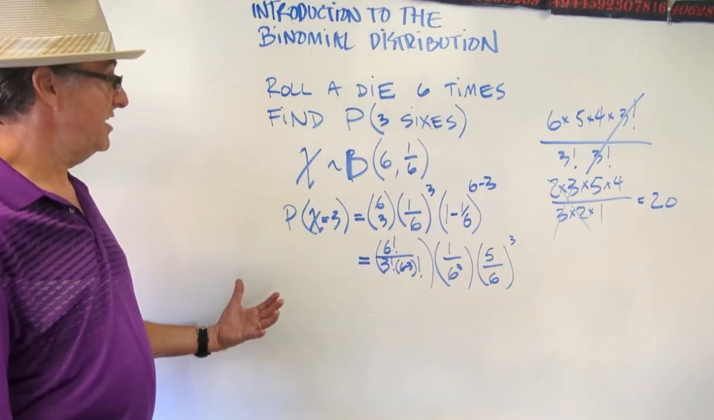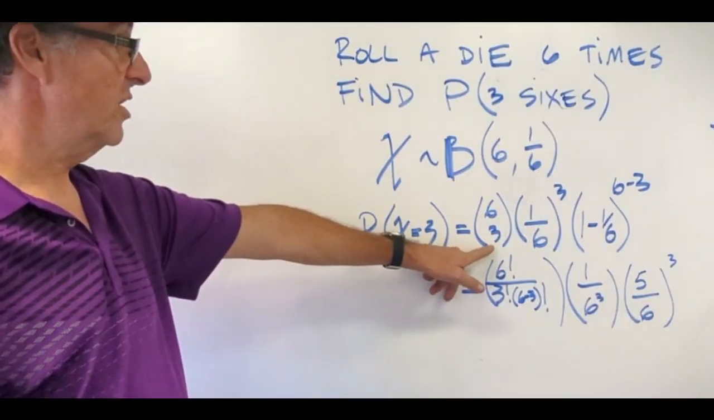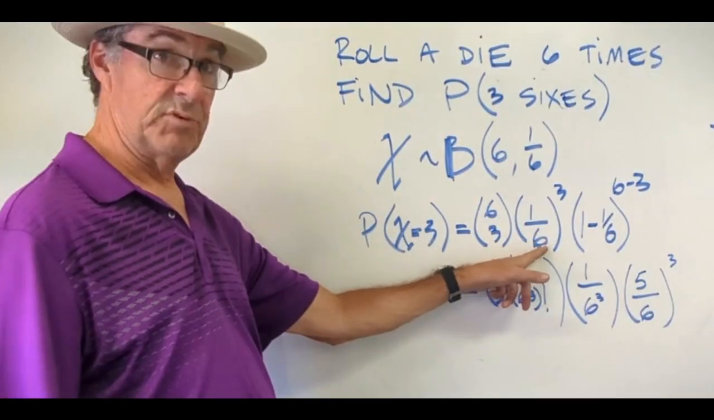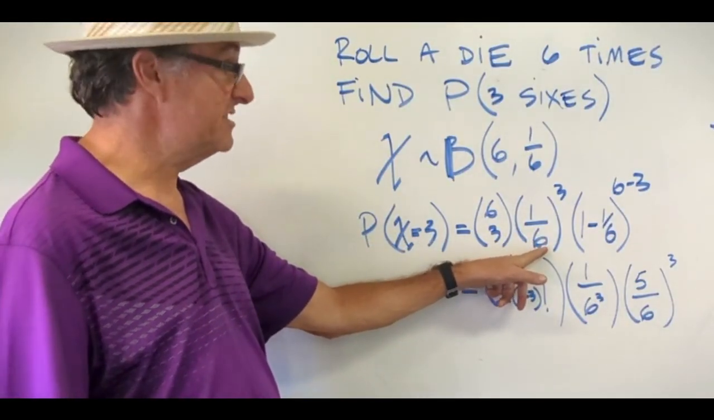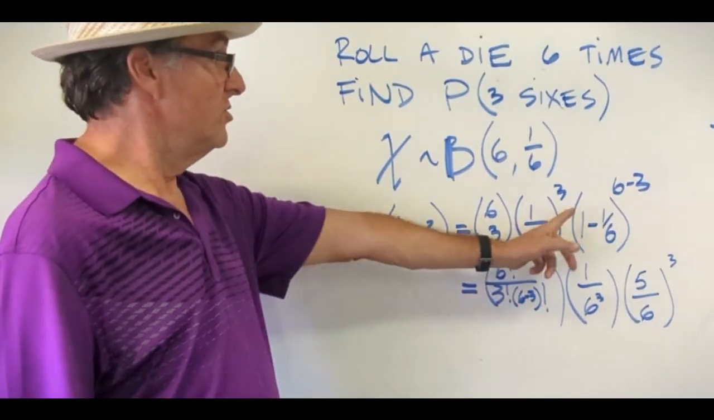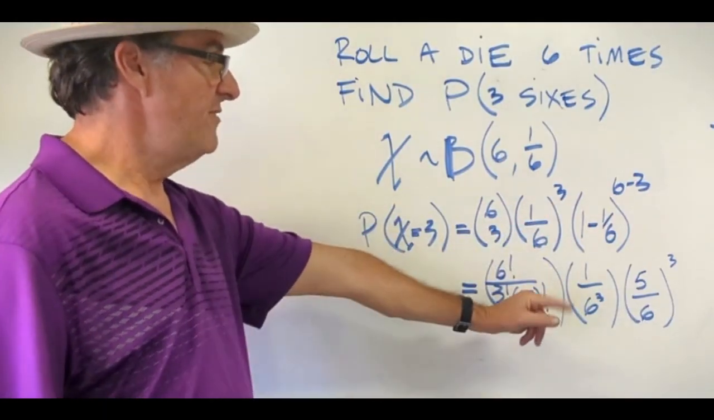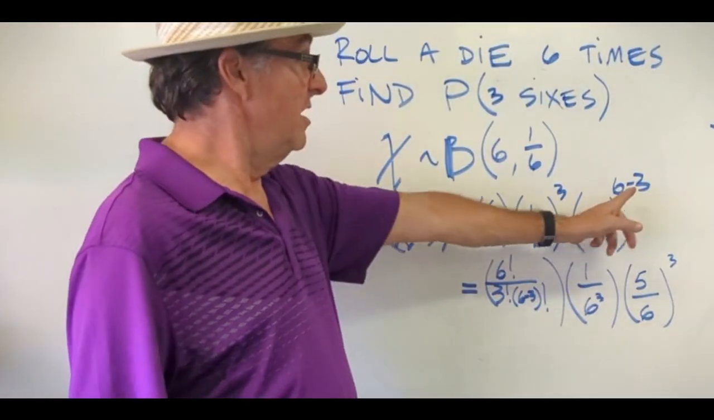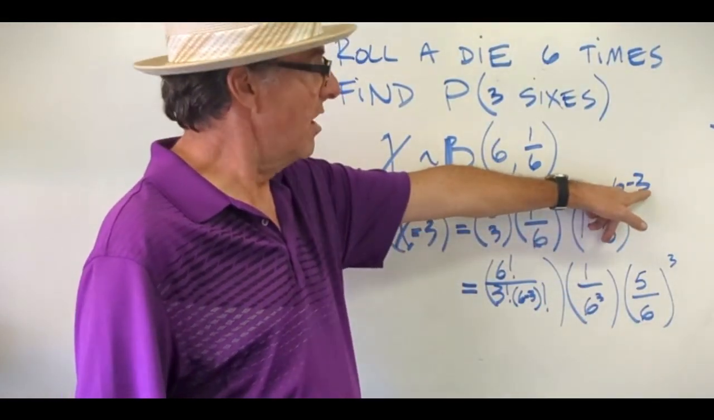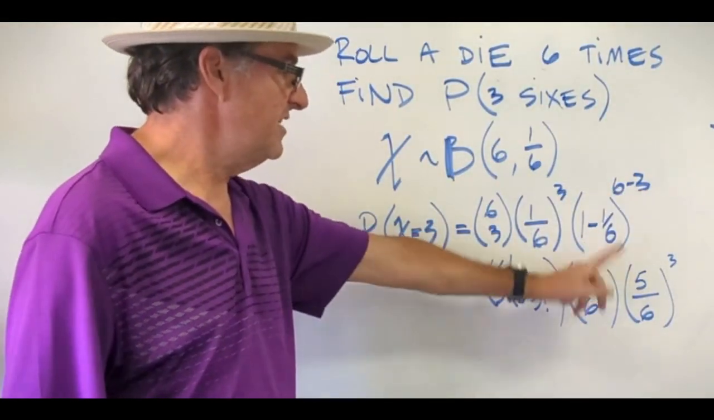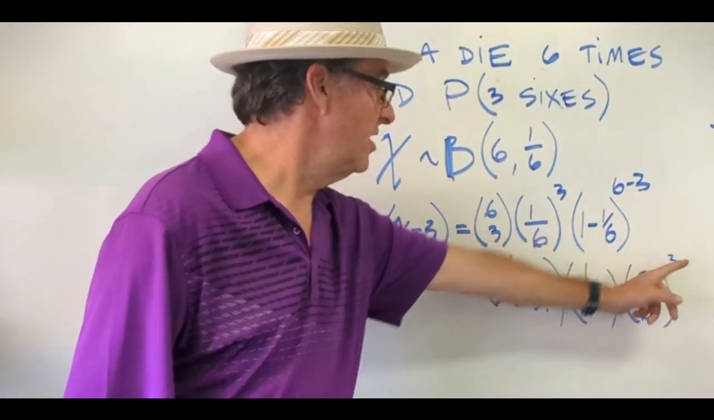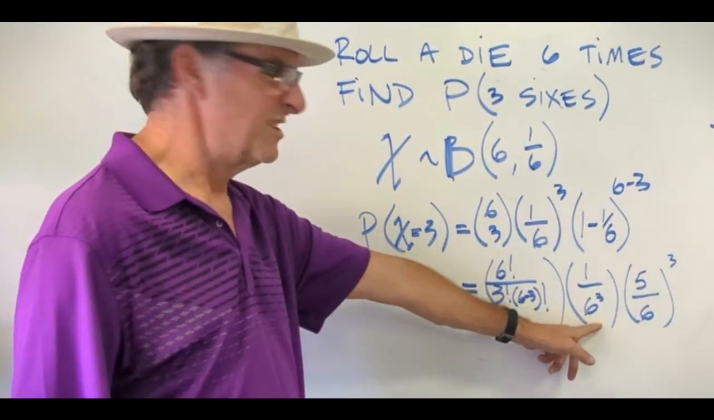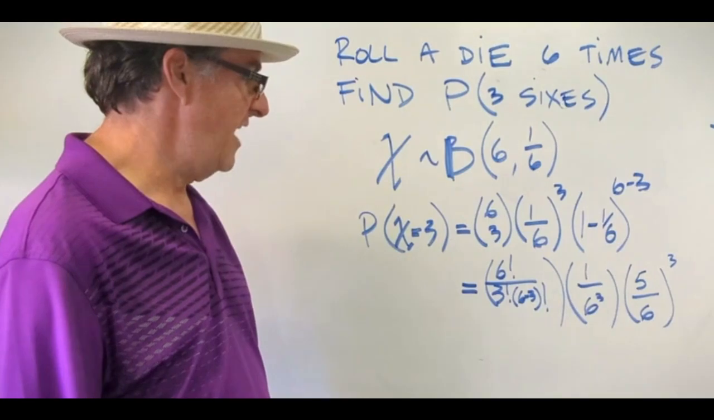So I did my plug-in step here, where I just did my combinatorics term, 1/6, that's the probability of success for rolling a 6 on a 6-sided die, to the r power, and then 1 minus 1/6, that's the probability of a failure, to the n minus r power. So this ends up being 5/6 to the third. This is 1/6 to the third. I just simplified that way.